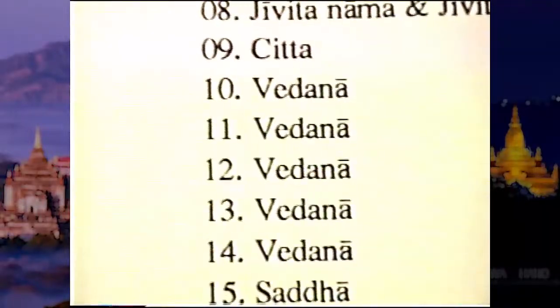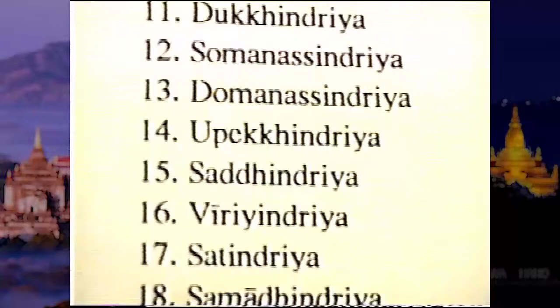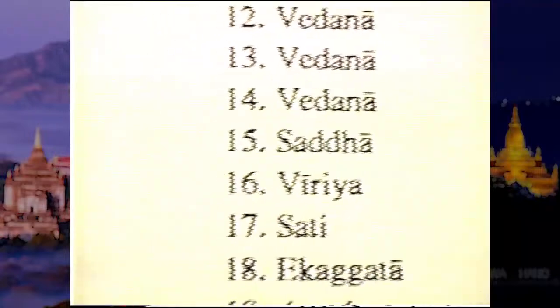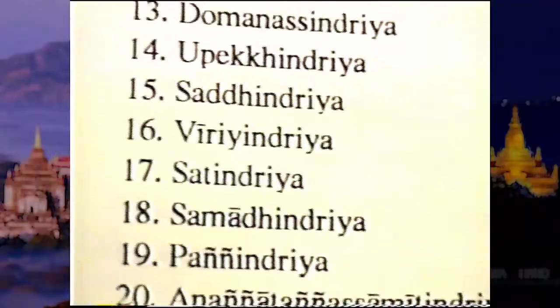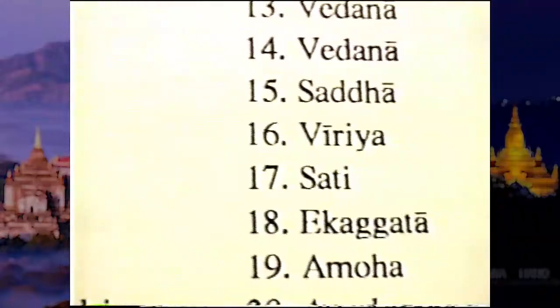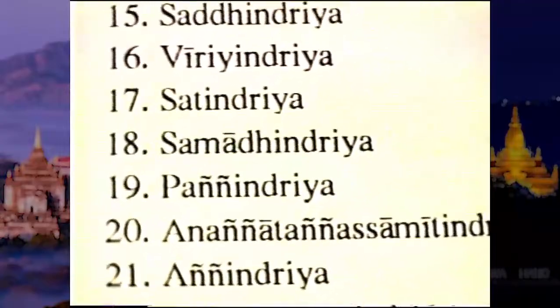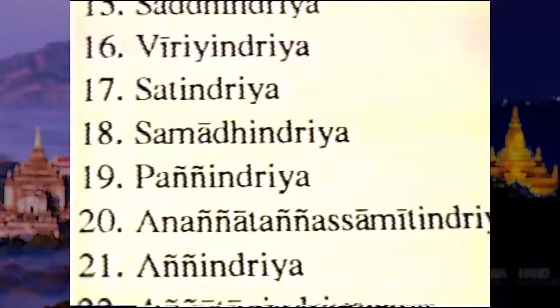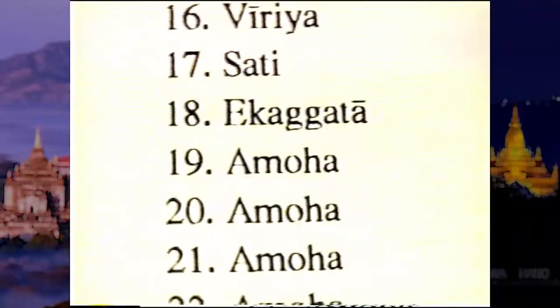And then number 15, Saddhindriya, is identified with the Cetasika Saddha, so faculty of faith. Viriyendriya, the energy faculty or effort faculty, is identified with Viriya. Number 17, Satindriya, is identified with Sati, mindfulness. Number 18, Samadhindriya, concentration faculty, identified with one-pointedness or ekaggata.